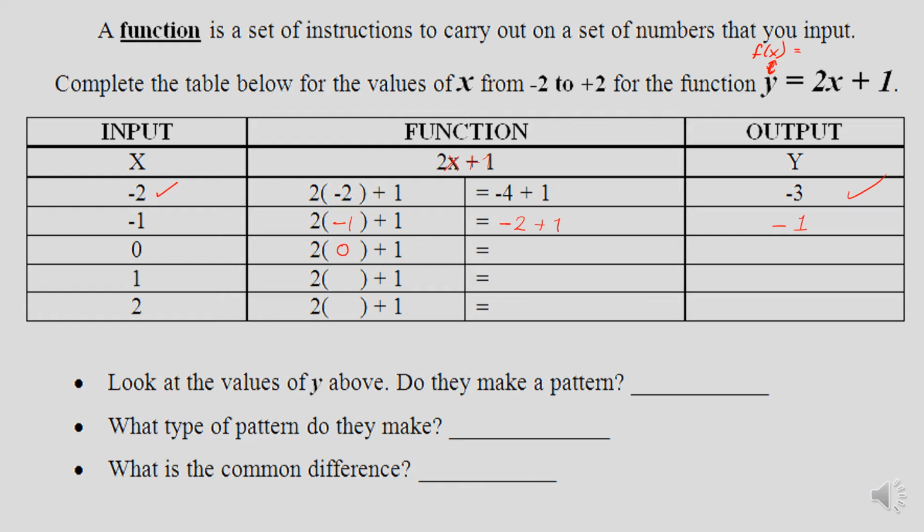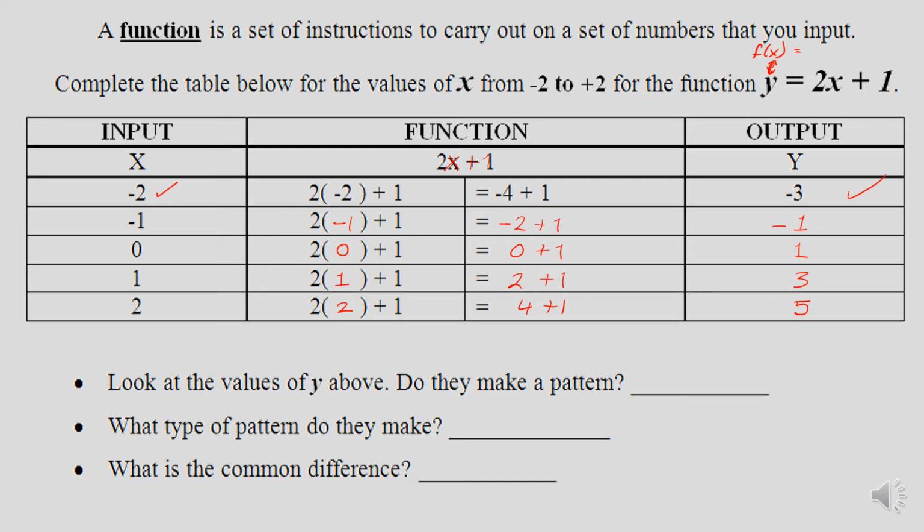When the input is 0, 2 zeros are 0, 0 plus 1 is 1. When the input is +1, we get 2 plus 1, which is 3. And when the input is 2, we get 4 plus 1, and the output is 5.